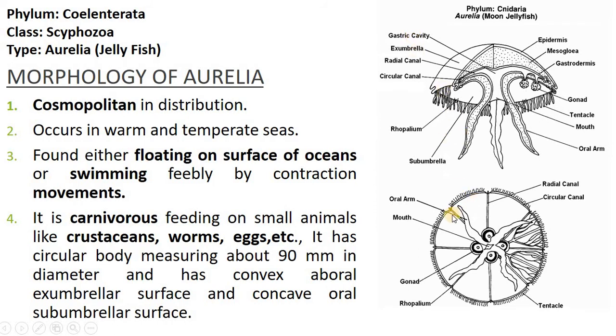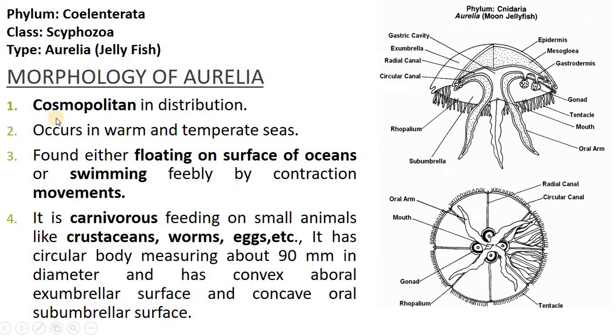Now here we see the oral view. In the oral view, we observe the mouth, the oral arms, the radial canal, the tentacles, the circular canals, the gonads, and the rhopalium.